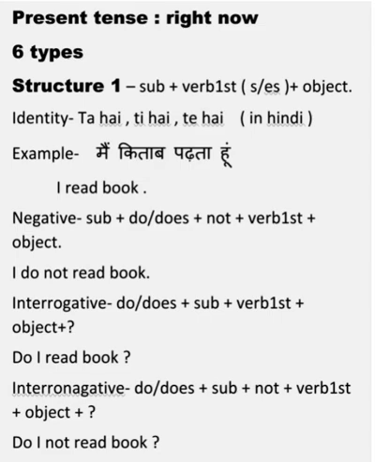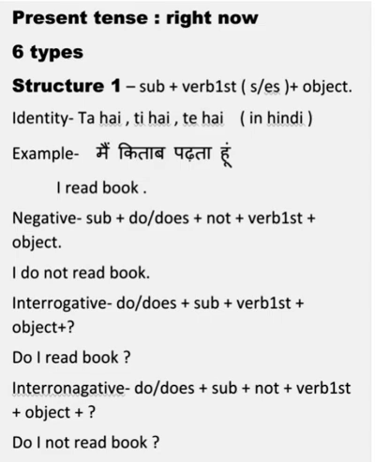Okay, present simple has six types in it, as you can see written here. One by one I will explain them so you can understand it very well.